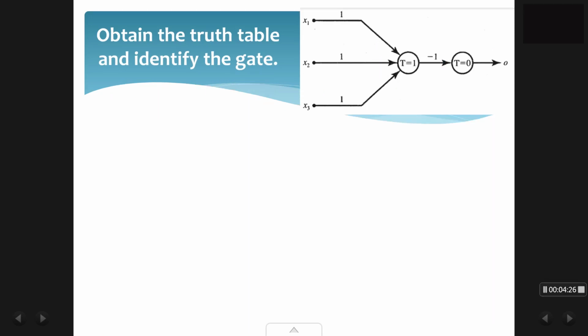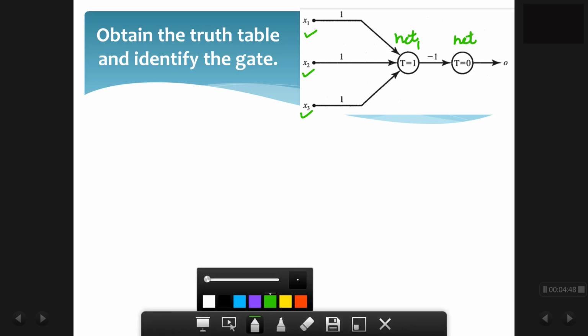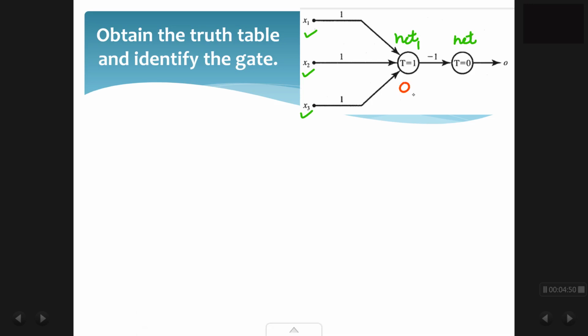Now this is the second problem, and this is a much simpler problem. So again we are given 3 inputs, x1, x2 and x3, and there are only 2 neurons. So we calculate this is net 1 and this is net, and for this particular neuron the output we shall name it as O1 dash. So net 1 corresponds to O1 dash, net corresponds to output O.